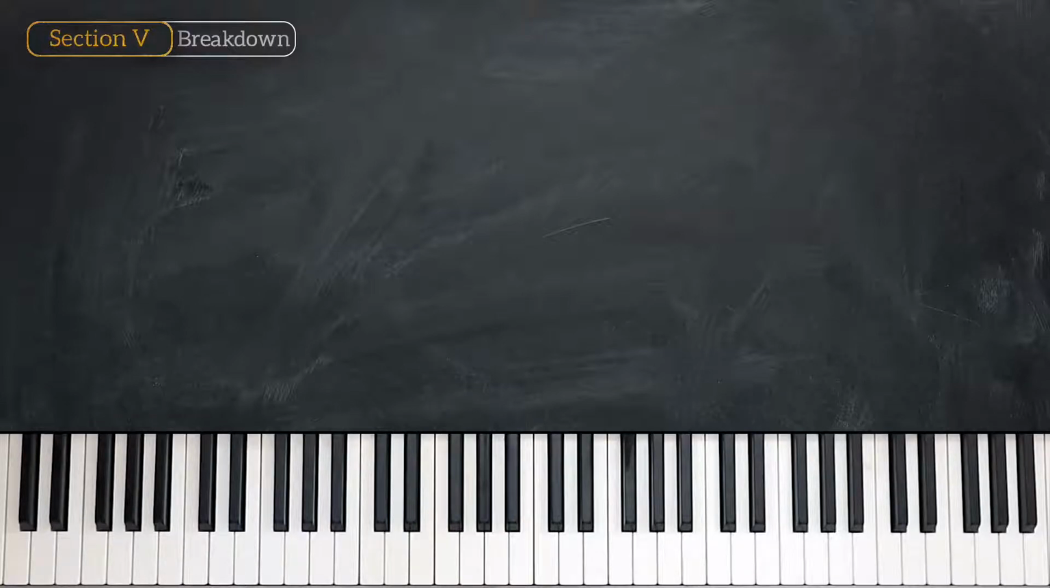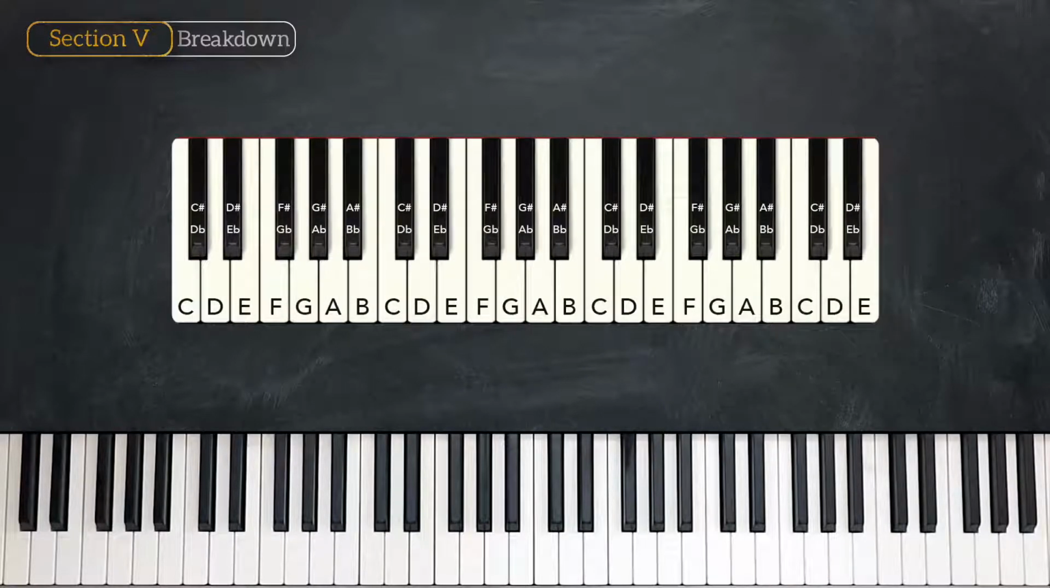For this part, instead of giving you the formula and explaining the logic behind it, I'm going to do the reverse and first explain how that formula came to be. So let's take the C major scale. The notes of that scale are C, D, E, F, G, A, and B. And then it repeats.